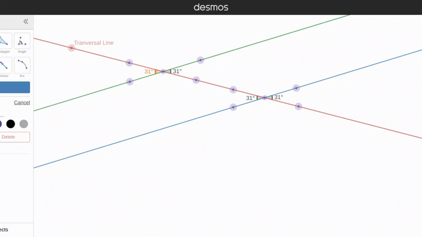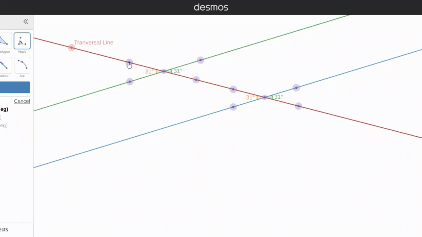I'm going to change these 2 angles to orange. And I'm going to change these 2 angles to green. Now, look at this green angle and this orange angle. Those are alternate interior angles. And what do you notice about alternate interior angles? They're going to end up being congruent. What about this orange 31 degrees and this green 31 degrees? Those are alternate exterior angles. And since the lines are parallel, alternate exterior angles are going to end up being congruent to each other.